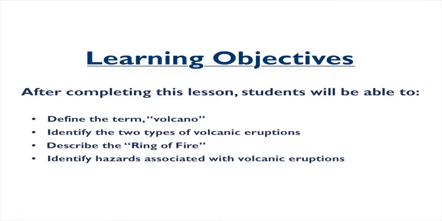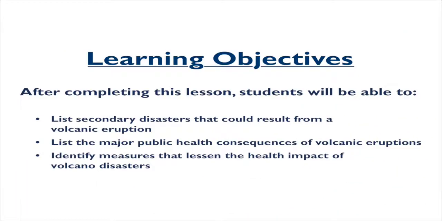Let's go through the learning objectives together again. Once again, after completing this lesson, students will be able to define the term volcano, identify the two types of volcanic eruptions, describe the Ring of Fire, identify hazards associated with volcanic eruptions, also list the secondary disasters that could result from a volcanic eruption, list the major public health consequences of these volcanic eruptions, and identify measures that can lessen the health impact of volcano disasters.